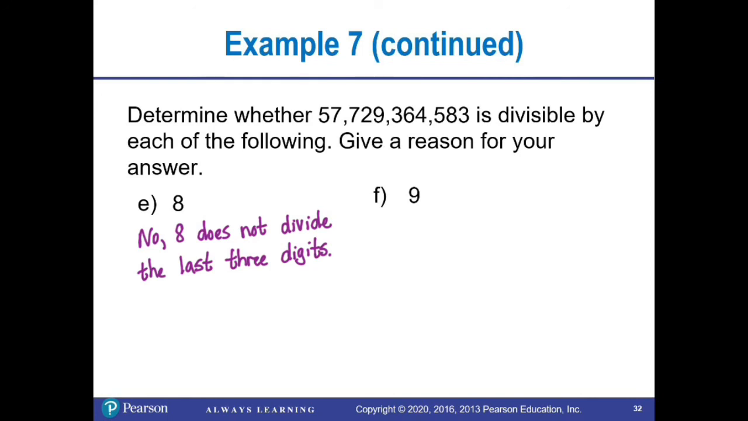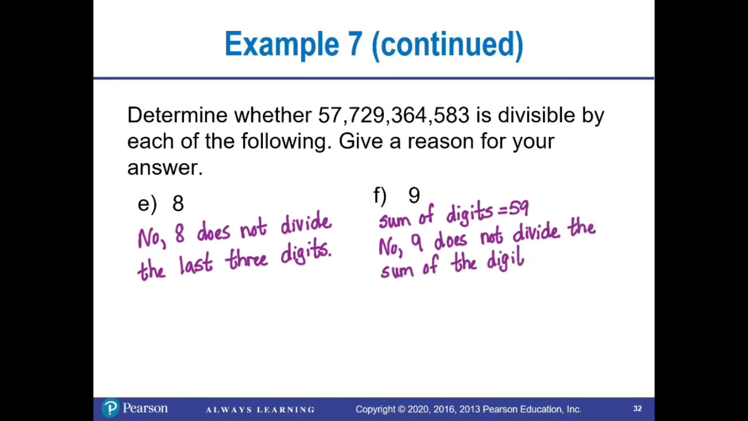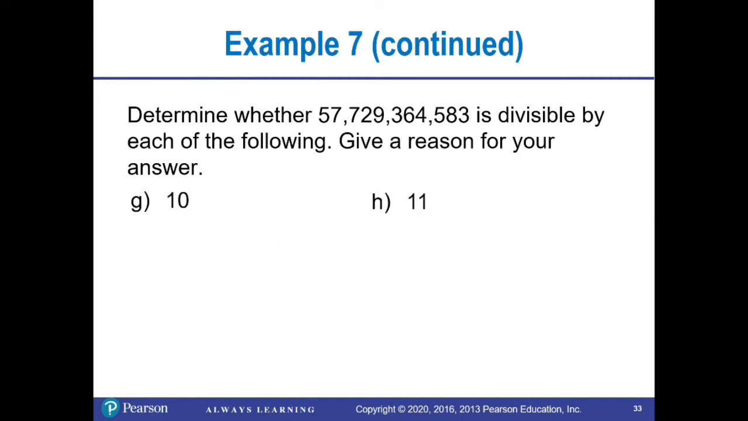For 9, we look at the sum of the digits. Remember from Part B, the sum of the digits was 59. Well, 9 does not divide the sum of the digits, and so 9 does not divide our number. Part G. For a number to be divisible by 10, the number has to end in 0. This one does not, and so the number is not divisible by 10.